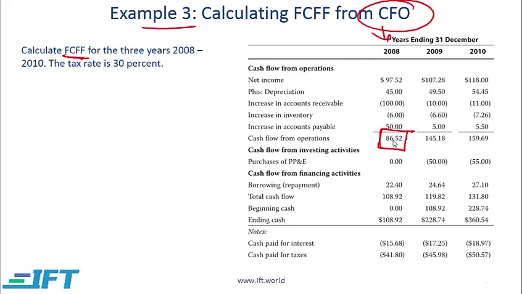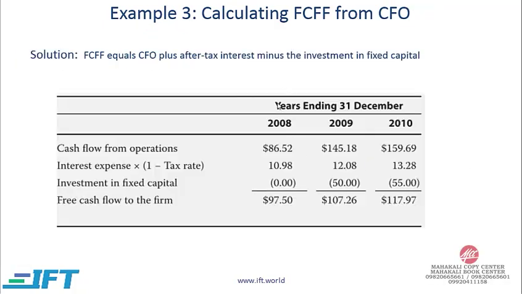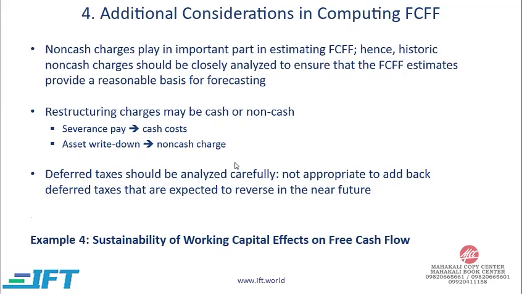The interest expense is also shown over here. It is 15.68. So you'll have 15.68 into 1 minus the tax rate, which is again 30%. And then investment in fixed capital, which for 2008 is 0. So you do the calculation and that's shown over here. Okay, interest expense into 1 minus T will give you this number. Very straightforward calculation. Make sure you know this well.